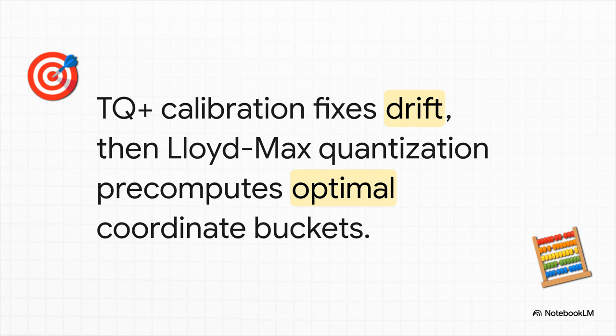Then Lloyd-Max quantization kicks in. This is essentially ultra-smart bucketing. Since the algorithm now knows the exact distribution of our numbers, it can perfectly pre-compute the absolute best way to group or bucket the coordinates. You get 4 buckets for 2-bit quantization or 16 buckets for 4-bit. It's pure universal math, completely independent of the specific documents you uploaded.